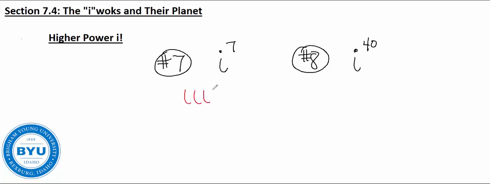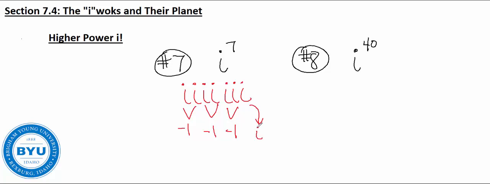Okay, on number 7, we've got i to the 7th. We could write out 7 i's if you wanted to. That's fine. Nothing wrong with that. And then I would pair them. So this is negative 1, this is negative 1, this is negative 1, and we have this leftover i as well. Negative 1 times negative 1 is a positive 1, times a negative 1 is negative 1. So the answer here is negative i. Cool.